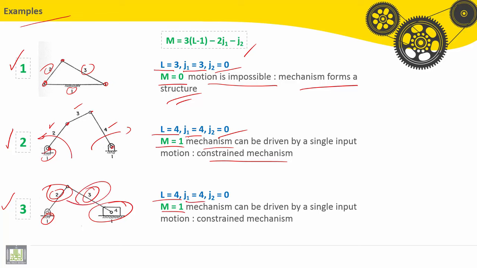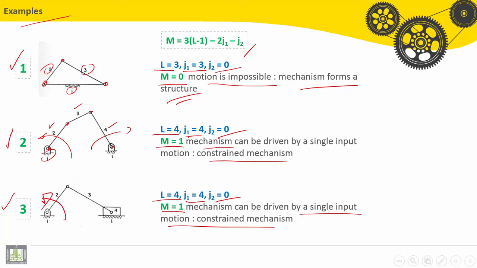So J1 equal 4, rotation, rotation, here and here, and here also rotation, and sliding here. No higher pair, so M equal 1, mechanism can be driven by a single input motion, constrained mechanism. So the single input can be a rotation. Let me clean here. It can be the rotation here or the translation for the slider.